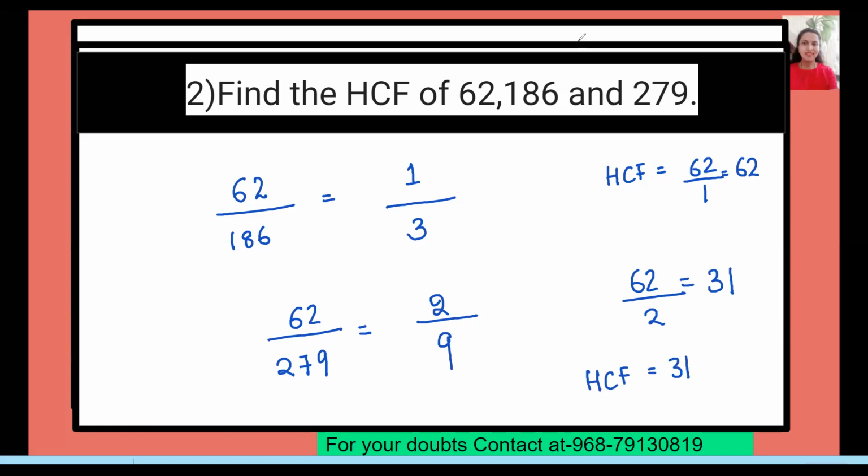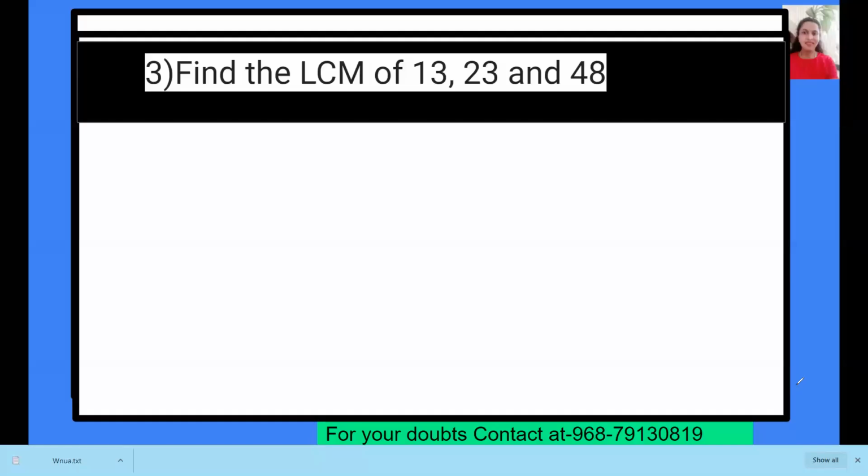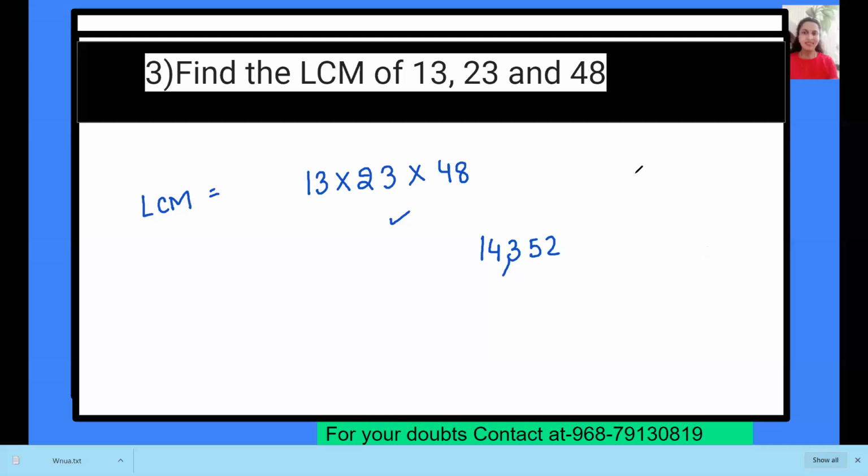Okay, let's try another question. See this question. 13 and 23 are co-prime to each other, which means they will have no common factor. So finding the LCM of these numbers will be just multiplying. Similarly, 23 and 48 are co-prime, so we will just multiply these numbers. Whatever comes will be our answer. So our LCM will be just 13 times 23 times 48. Let's go to the next question.